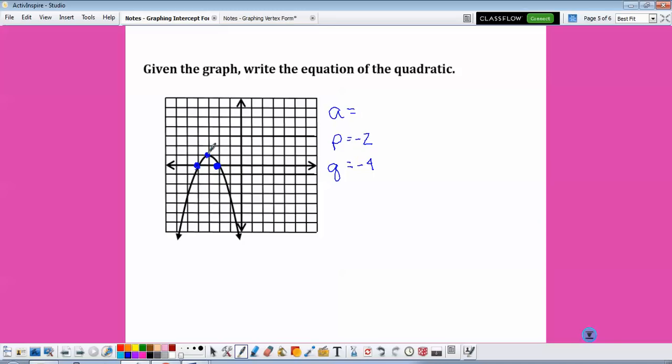If I move from the vertex and go over 1 box, to get to this point I had to go down 1, so my a is -1. So now I can plug into the formula for intercept form. y equals negative out front, x, remember p and q switch in the equation, so (x plus 2) and (x plus 4).